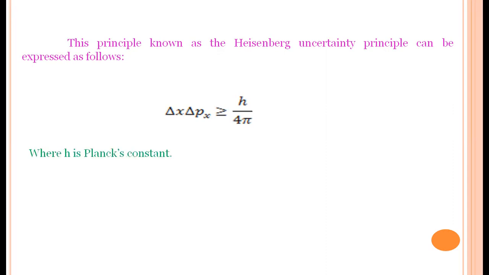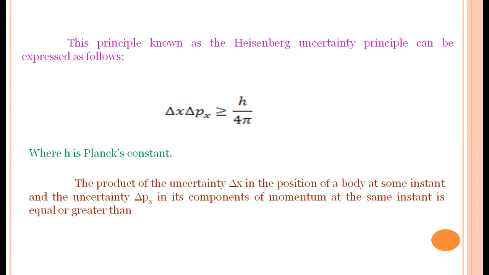So how can we write the statement? Delta px is the change in momentum. The product of the uncertainty in position, delta x, and the uncertainty in momentum, delta px, is greater than or equal to h by 2 pi. That is, the product of the uncertainty delta x in position and the uncertainty in momentum delta px at the same instant is equal to or greater than h by 2 pi. That is called the mathematical concept of the Heisenberg uncertainty principle.